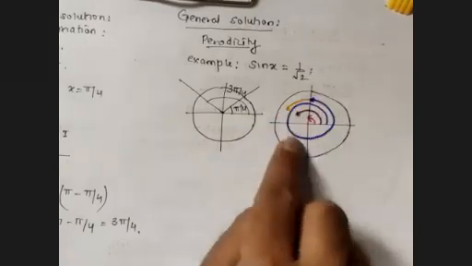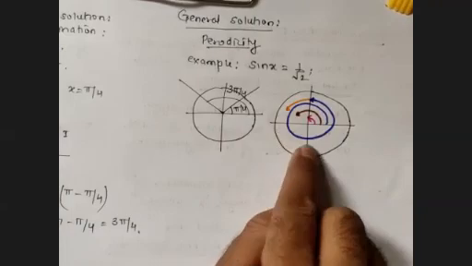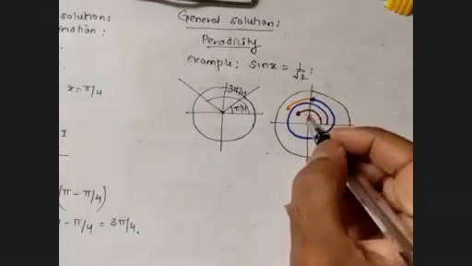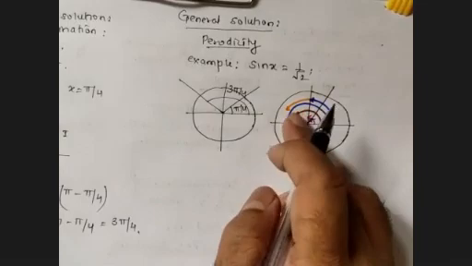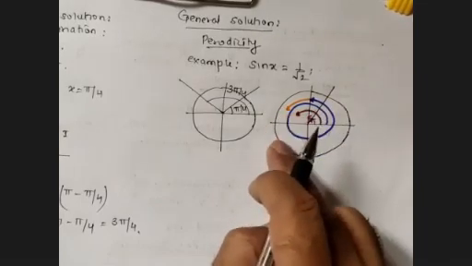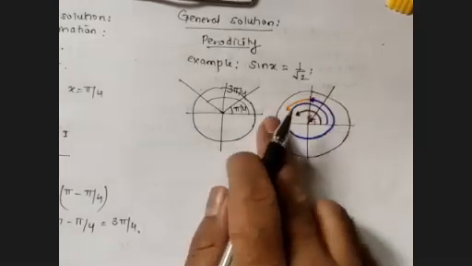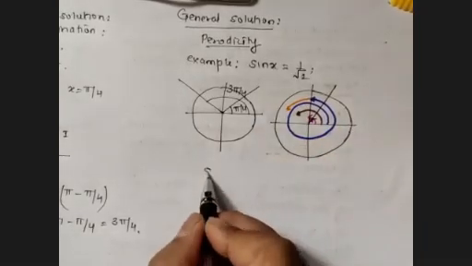यहाँ पे रिपीट हो रहा है बार बार. 45 डिग्री बार बार रिपीट हो रहा है. First quadrant, second quadrant, again one circle, first quadrant, second quadrant. So every 360 degrees the angle is repeated. So here we have a solution for sin x.